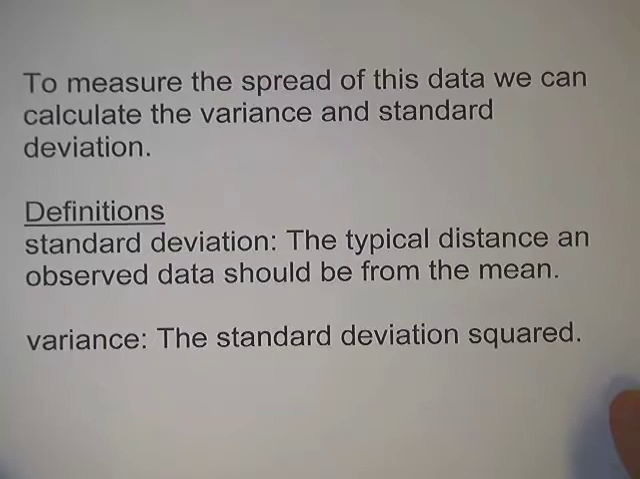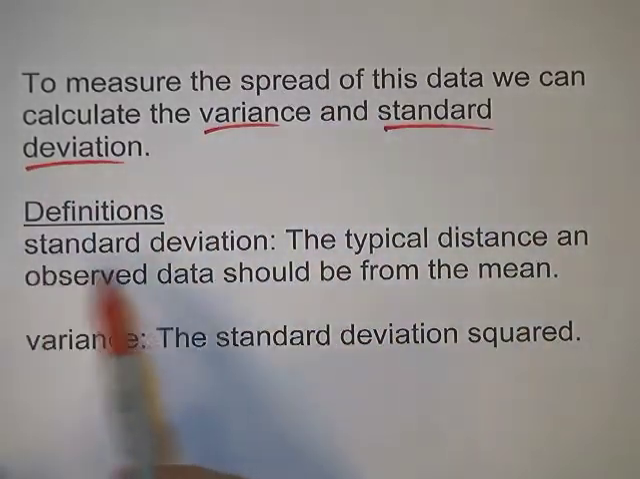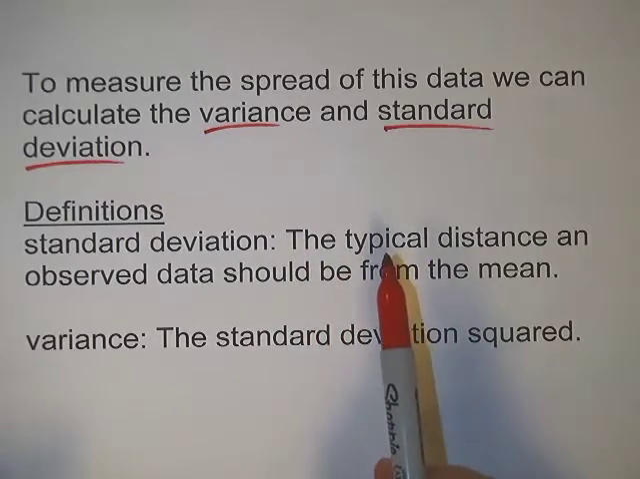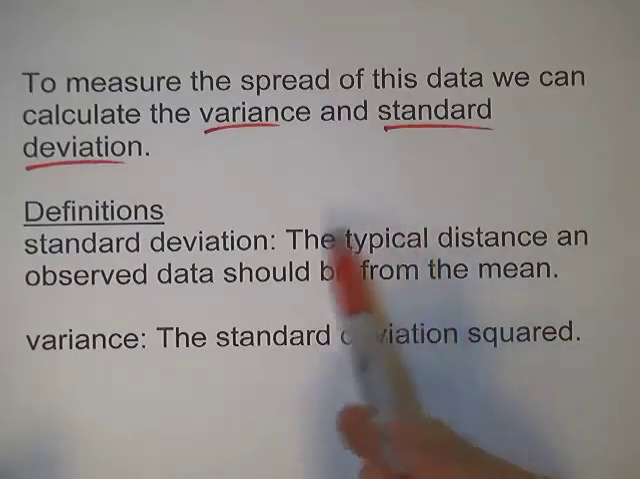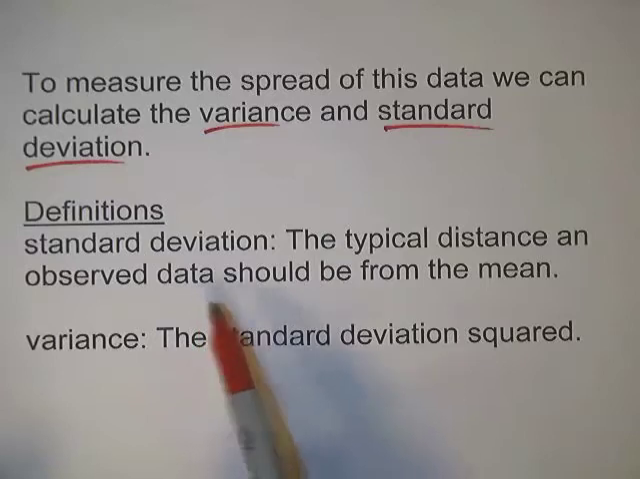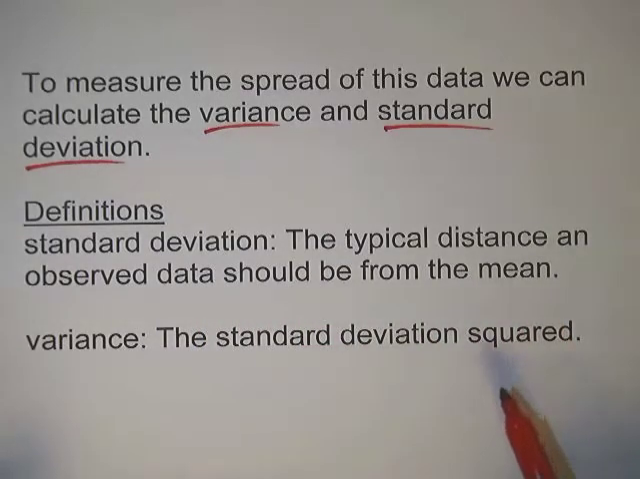All right, so to measure the spread, we're going to use both the variance and the standard deviation. The standard deviation is the typical, okay? It's not the average. Remember, if you try to do an average deviation, you're just going to get 0. So we're going to use what's called the typical distance. It's the typical distance an observed data value should be from the mean. And the variance is simply the standard deviation squared.